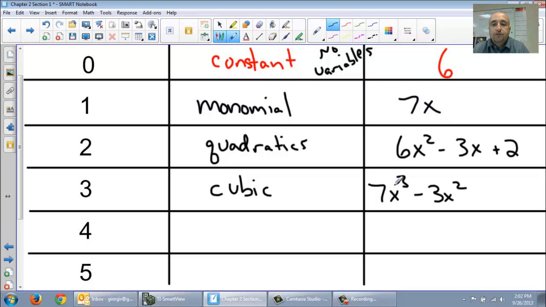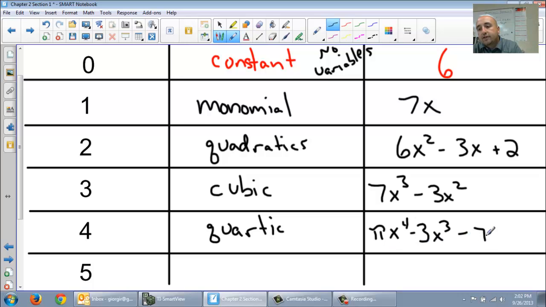Okay, anytime it has a power of 3, sorry for that interruption, you know it is a cubic function. So degree 4 is called a quartic. 4 quarts make a gallon, so this is called a quartic function. Anything with a power of 4, so pi x to the fourth minus 3x cubed minus 7 would be an example of a quartic because the degree would be 4.